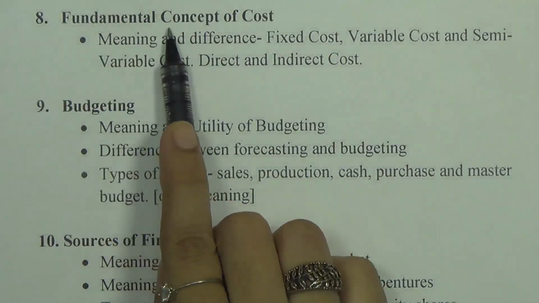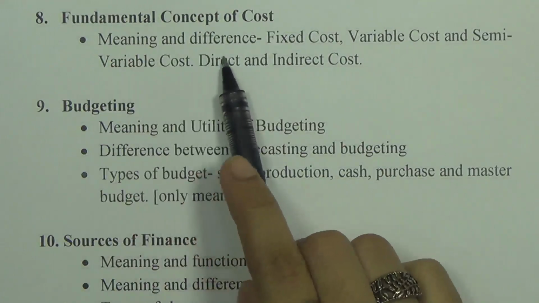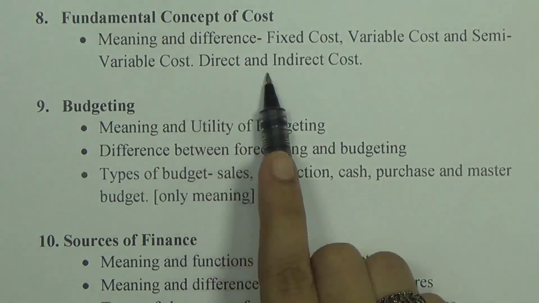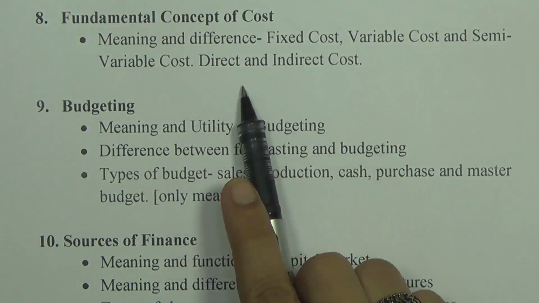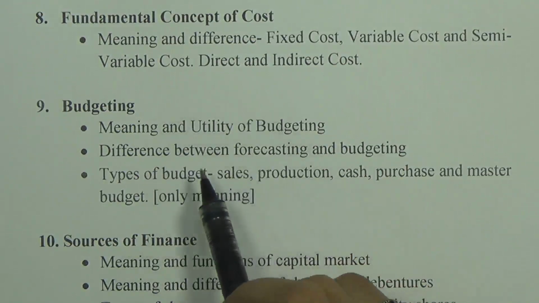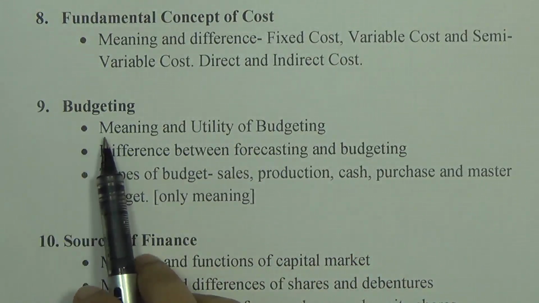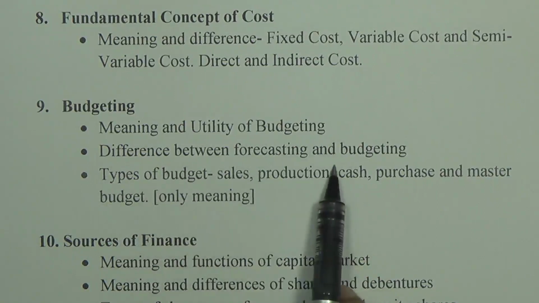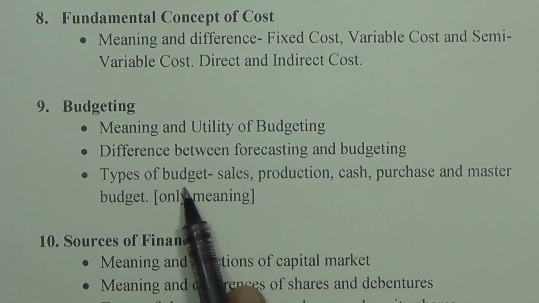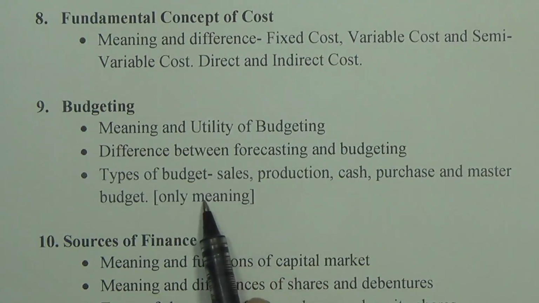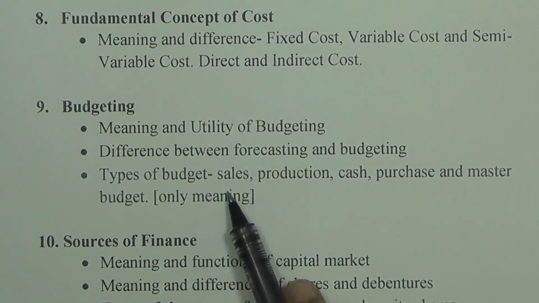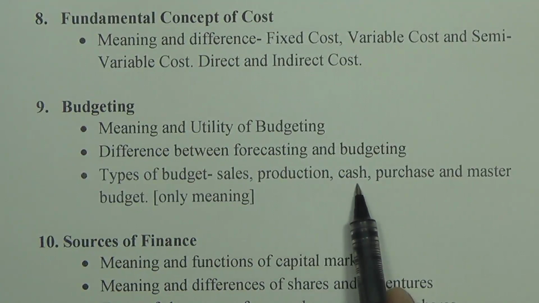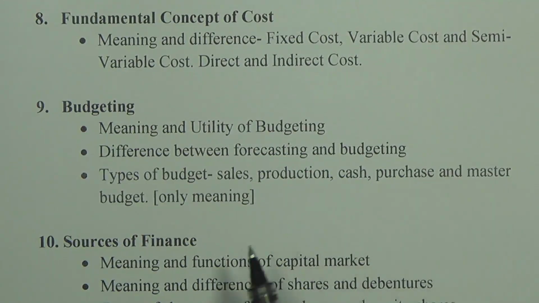Chapter 8 is the fundamental concept of cost: meaning and difference between fixed cost, variable cost and semi-variable cost, direct and indirect cost. So again in this chapter only the term meaning is important. Chapter number 9, budgeting: meaning and utility of budgeting, difference between forecasting and budgeting, types of budget. For types of budget, again only the meaning is required. Now let's see what types of budget you need to know: sales budget, production budget, cash budget, purchase budget and master budget.